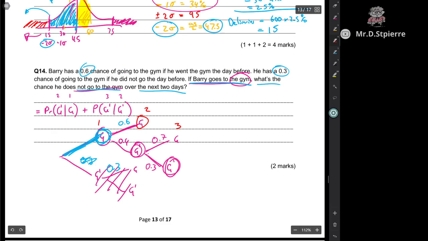Now the whole story, what branch do we want? He's been to the gym already, that's guaranteed. He does not go to the gym, he does not go to the gym. So to find the probabilities going along a branch, we multiply them, so that is equal to 0.4 times 0.3. So our probability is equal to 0.12. Done.